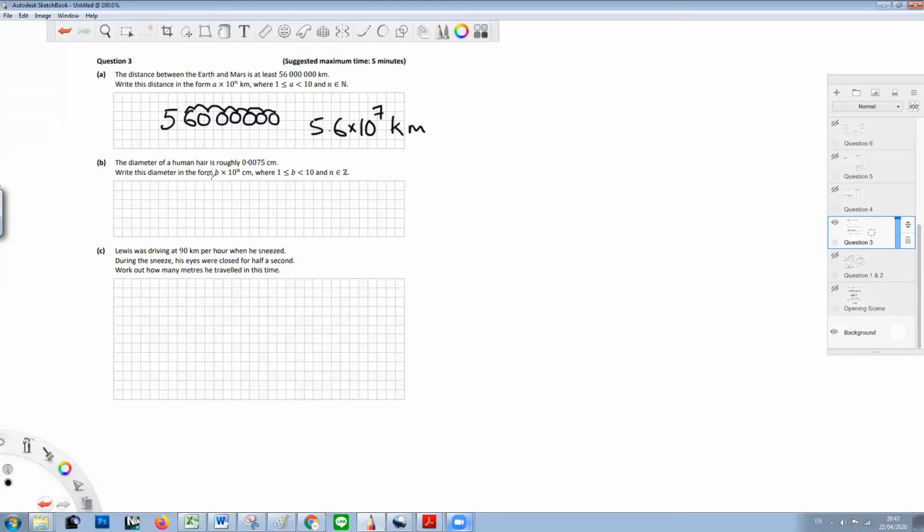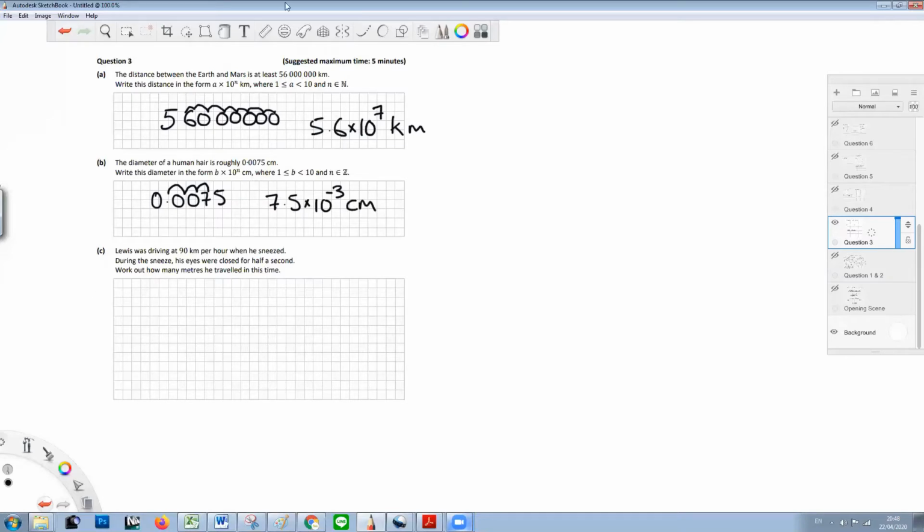The diameter of a human hair is roughly 0.0075 centimeters. Write down the diameter in the form b by 10 to the n cm, where b is greater than or equal to 1 and less than 10. Okay, so with these, we need to go this way. 1, 2, 3. So it's going to be 7.5 by 10 to the -3 cm.